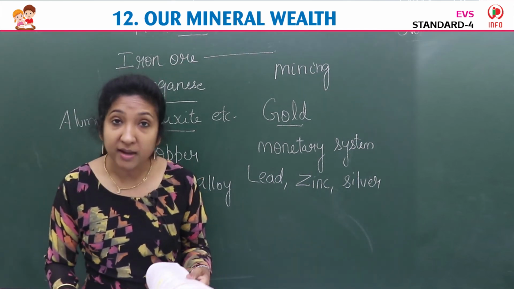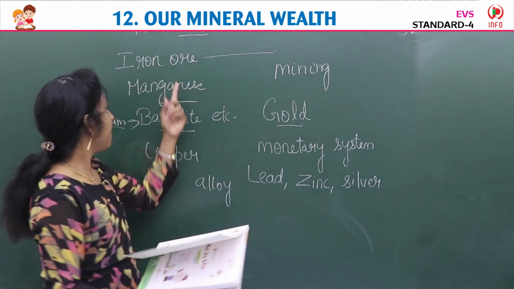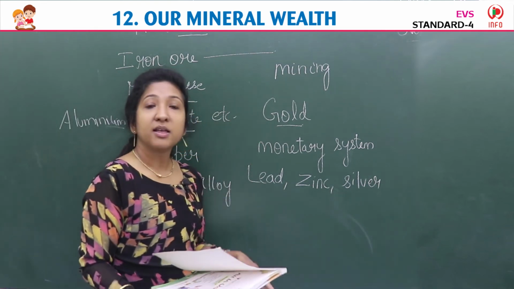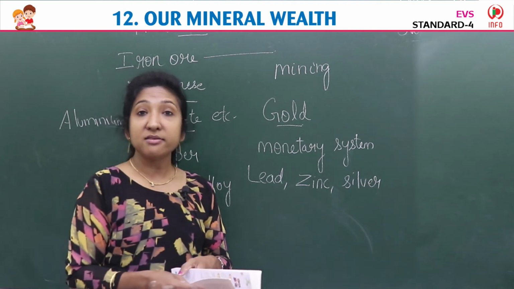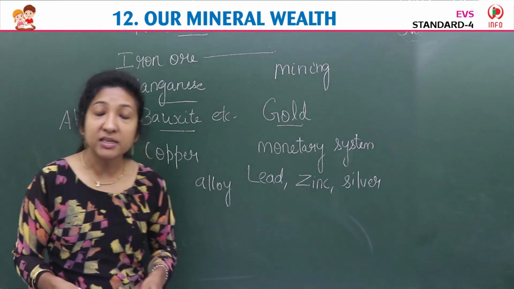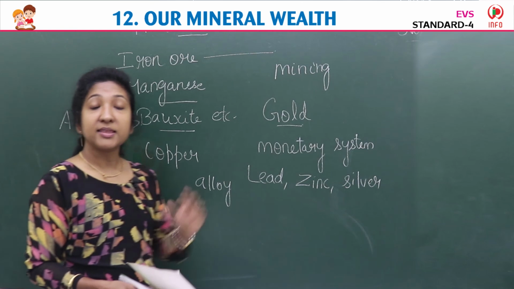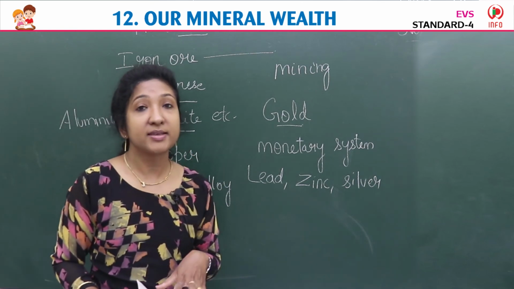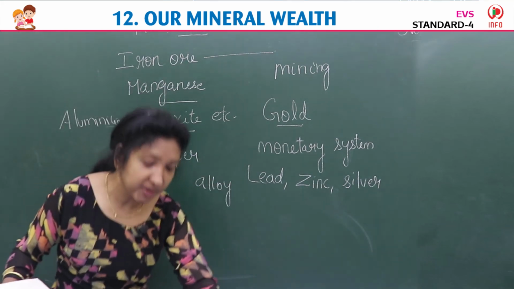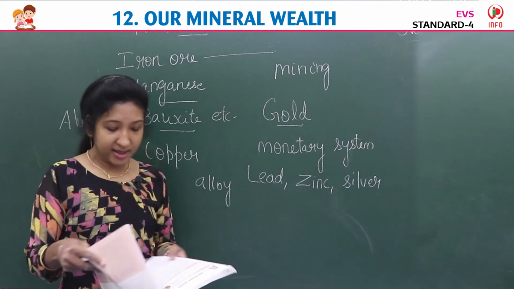So these are the metallic minerals. Which are the metallic minerals we learned, children? Iron ore, manganese, bauxite, copper, gold, lead, zinc, silver. These are all the metallic minerals we say. Okay, iron ore, manganese, bauxite, etc. are the chief metallic minerals available in India. First we learned about iron ore, isn't it? How do we get these minerals? Through the process of mining. Mining means what? The process of digging out things from deep inside the ground, in the earth. Through that process we get these minerals.